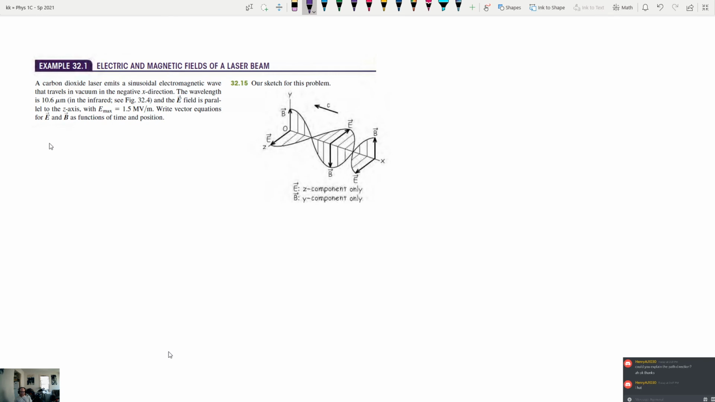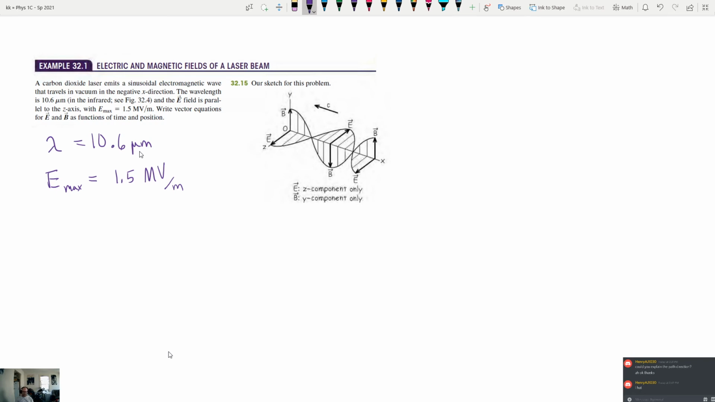It says the wavelength, we can write this down, the wavelength is 10.6 micrometers in the infrared. And the electric field is parallel to the z-axis with Emax being equal to 1.5 megavolts per meter. We want to write vector equations for E and B as a function of time and position.